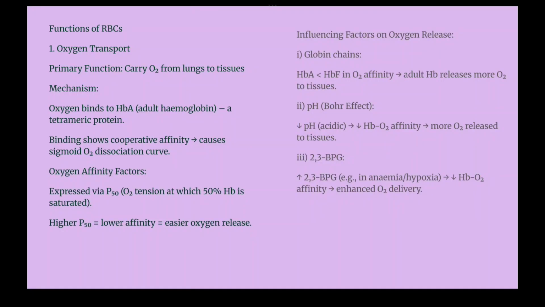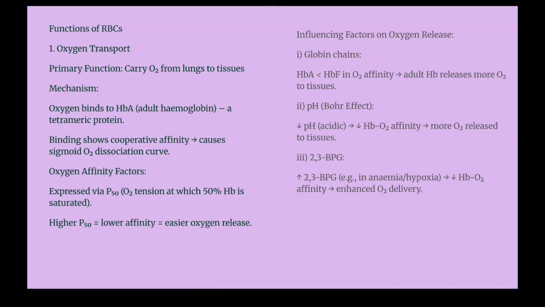Now the functions of RBC. The first function is oxygen transport. The primary function is to carry oxygen from the lungs to the tissues. And how does it do that? Oxygen binds to hemoglobin A, a tetrameric protein, and binds cooperatively with affinity, causing the sigmoid O2 dissociation curve, allowing the oxygen to be transported from the lungs to the tissues.